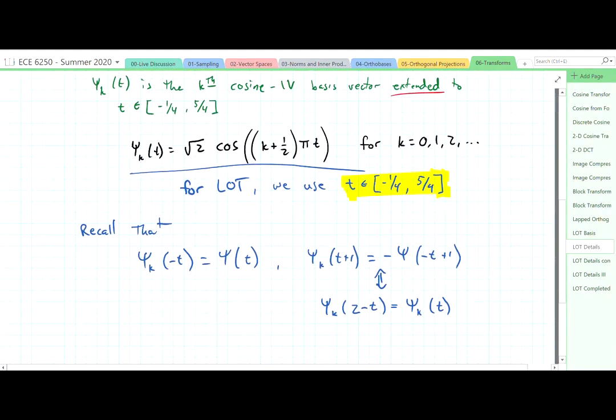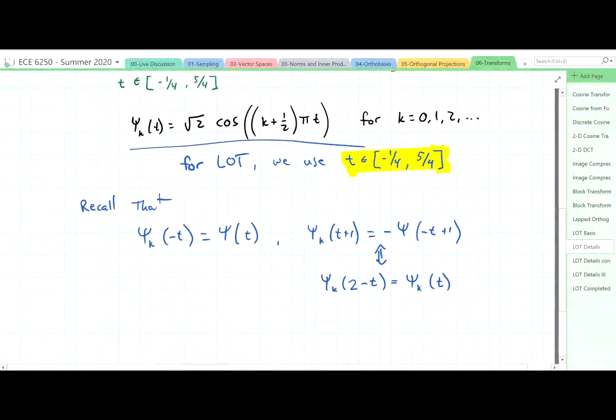Psi k of t for our cosine 4 basis had some nice properties. It was symmetric about the origin, and it was antisymmetric, or odd, about t equals 1 and t equals -1. That's represented here. That's supposed to be a 2. So that's a property that we're going to take advantage of in the next little bit.